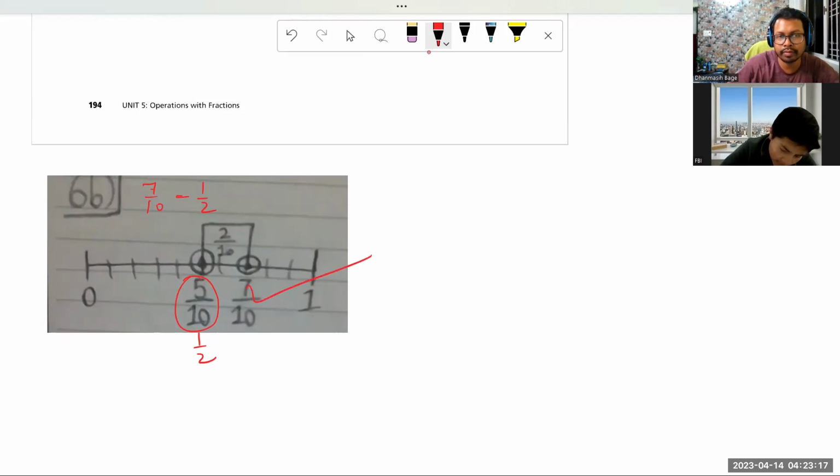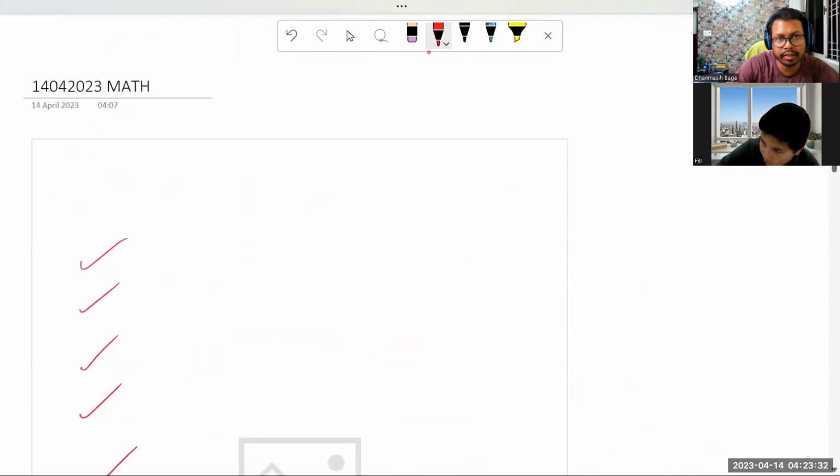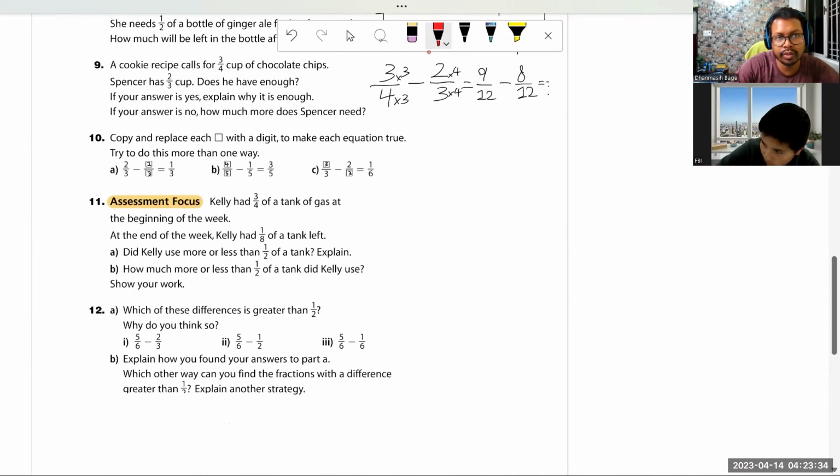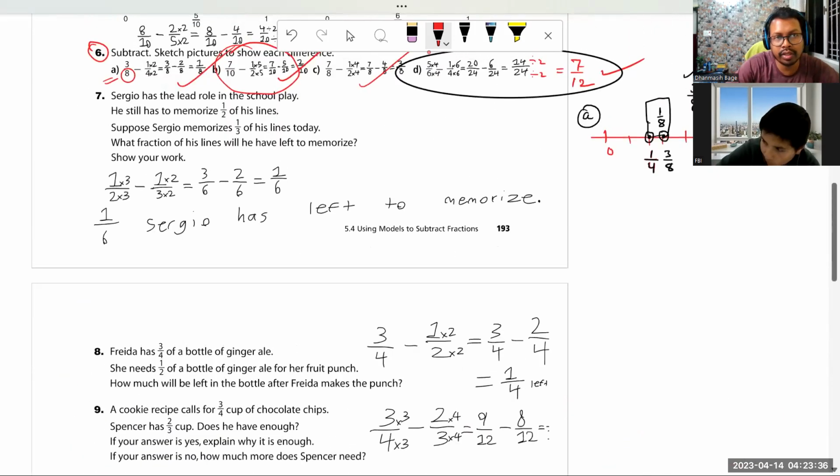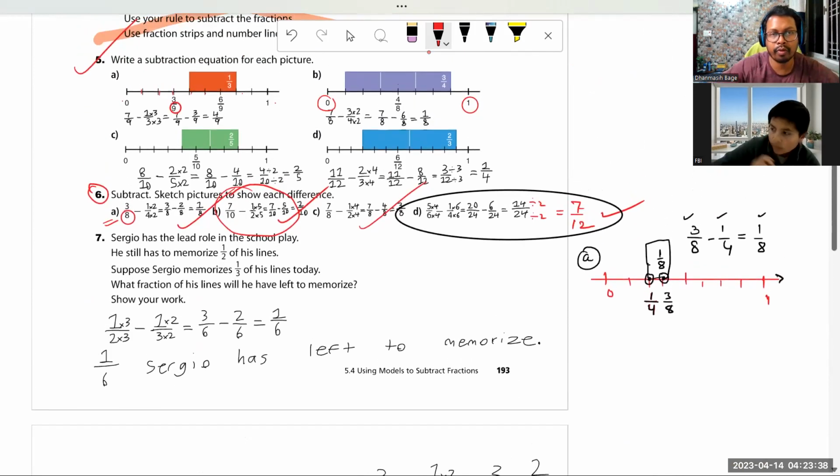No problem with 7 over 10. So 7 over 10 minus half is equal to 2 over 10. That is correct. And 2 over 10 is not in the, okay, now there is a problem right here. Just see this thing. I have told you to express all the numbers in the simplest form. 2 over 10 is not the simplest form. What is the simplest form for 2 over 10?